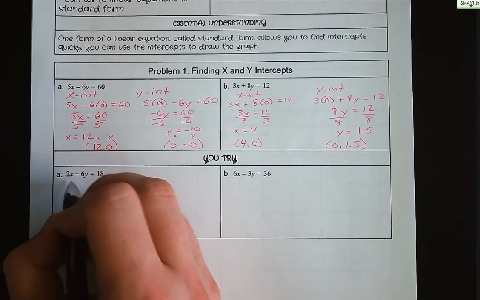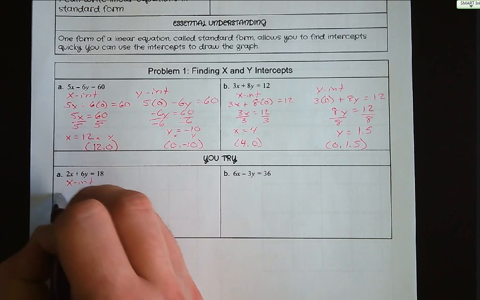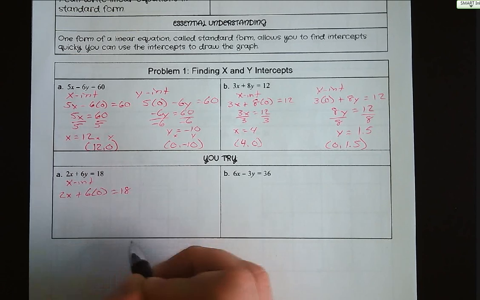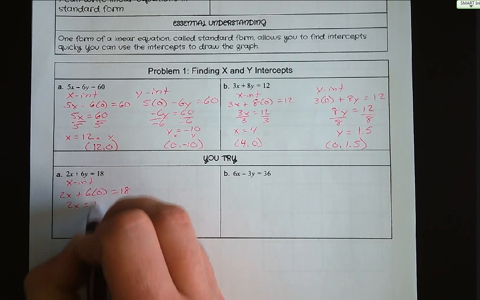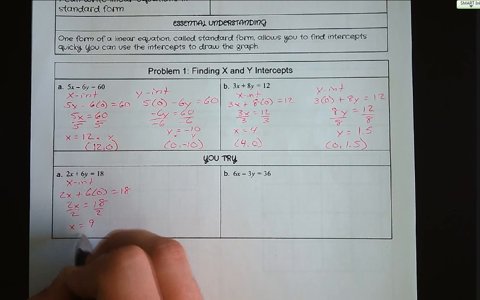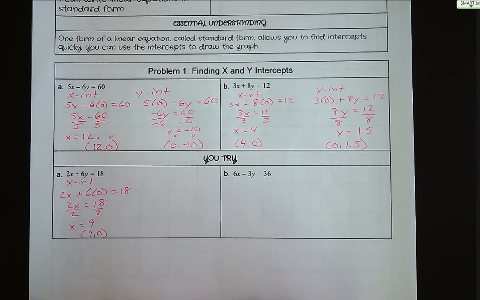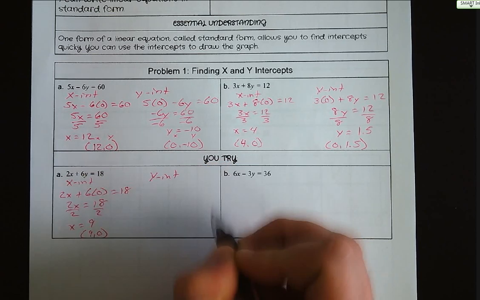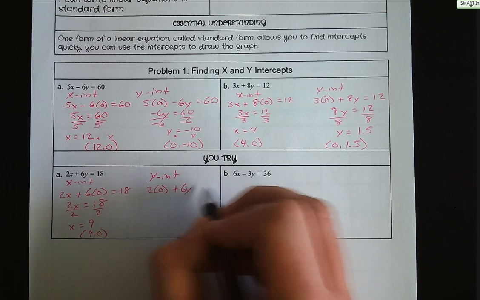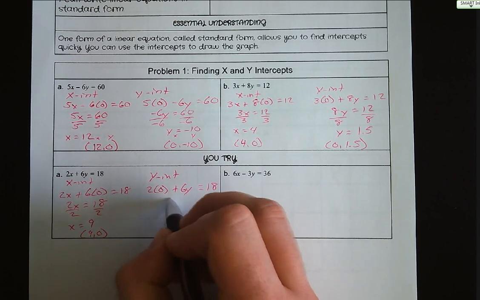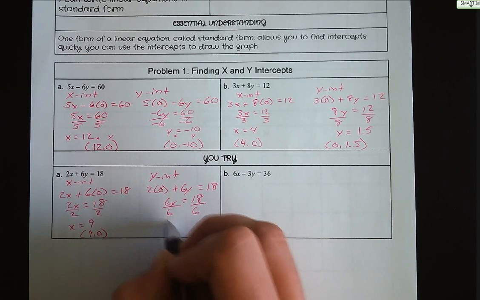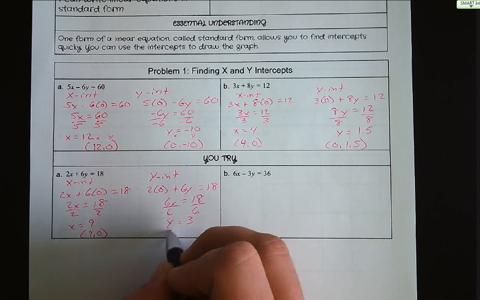So letter A, we solve for our x-intercept by plugging in 0 for y. So we have 2x plus 6 times 0 is equal to 18. So 2x is equal to 18. Divide both sides by 2, and x is equal to 9. So our coordinates are 9, 0. Our y-intercept, plug in 0 for x. 2 times 0 is 0, plus 6y is equal to 18. So we have 6y is equal to 18. Divide both sides by 6, and y is equal to 3. So your coordinate is 0, 3.